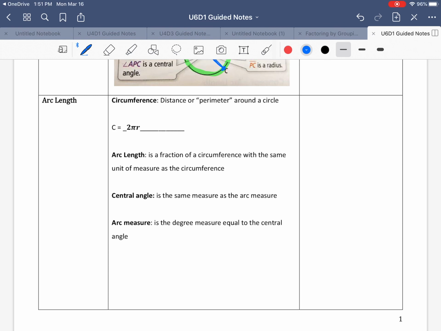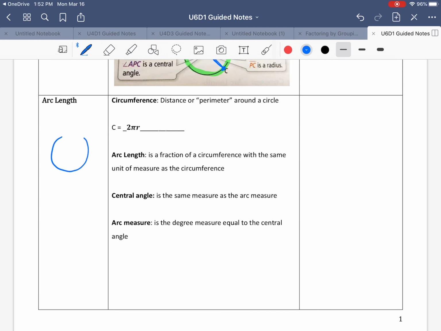Now specifically, we're going to be talking about a concept called arc length today. Now arc length is going to always be a portion or a fraction of the circumference. As a reminder, circumference measures the distance or the perimeter around a circle. For some reason, with circles, instead of calling it the perimeter, we call it the circumference. And that equation is always found using 2 pi r, one of our equations that we memorize for the ACT. Now, arc length is a fraction of the circumference with the same unit of measure as the circumference.